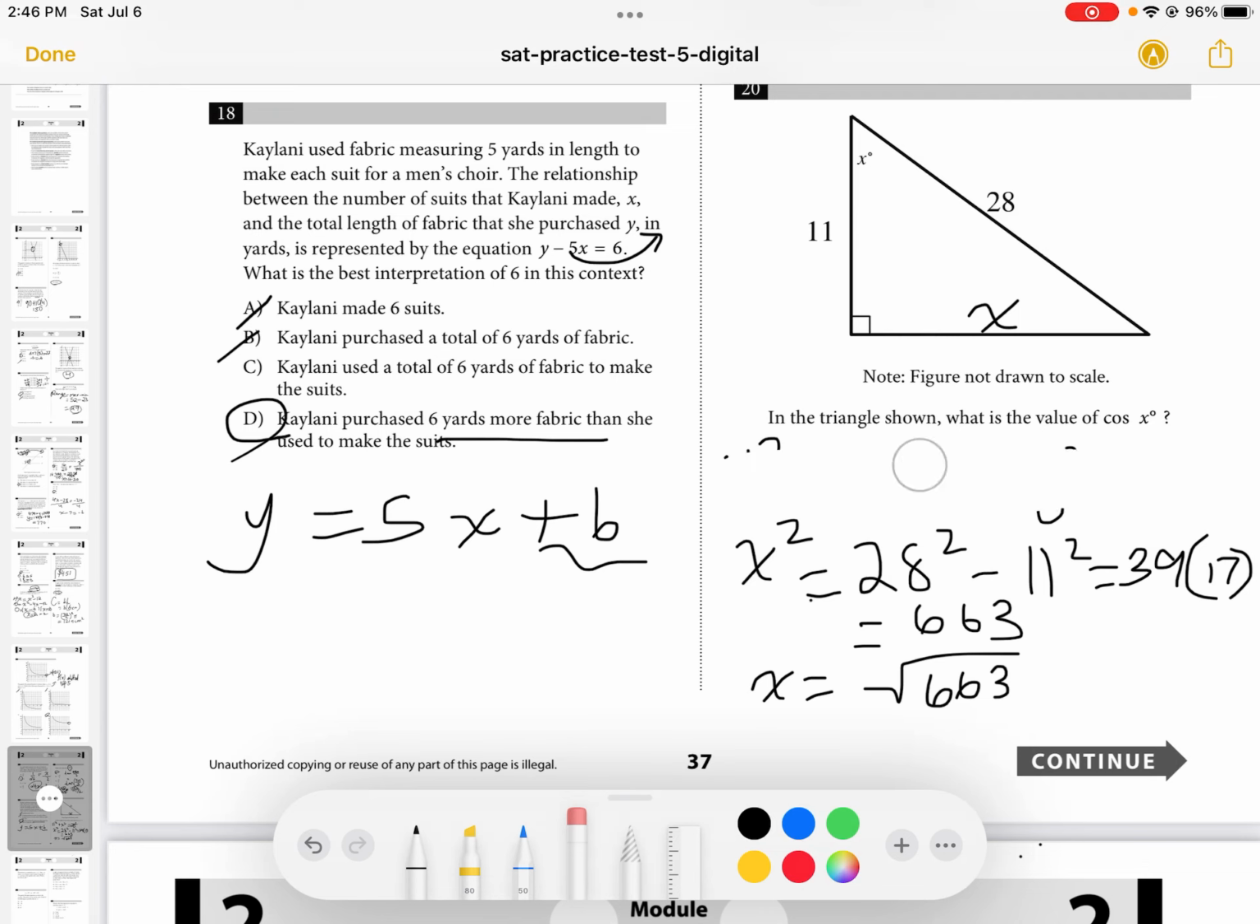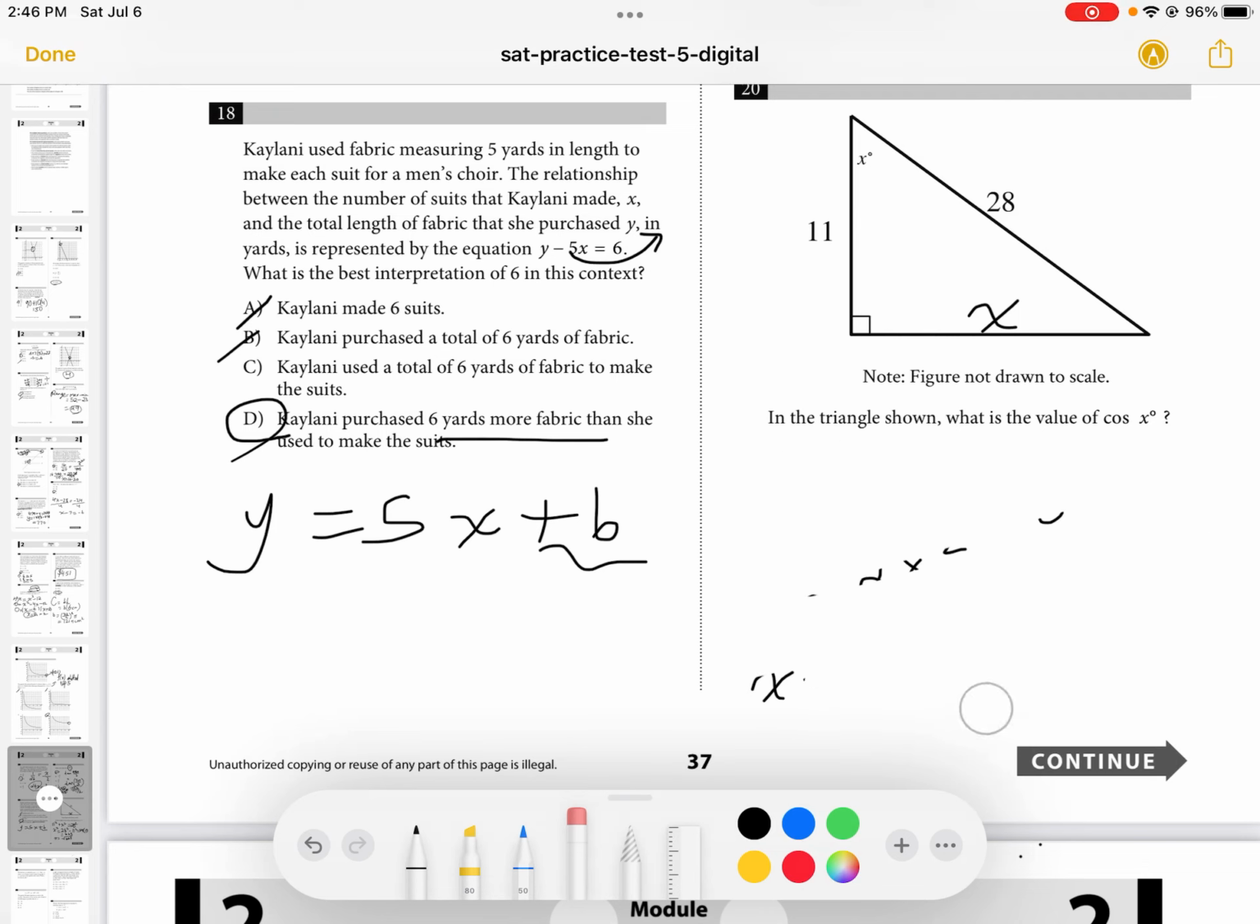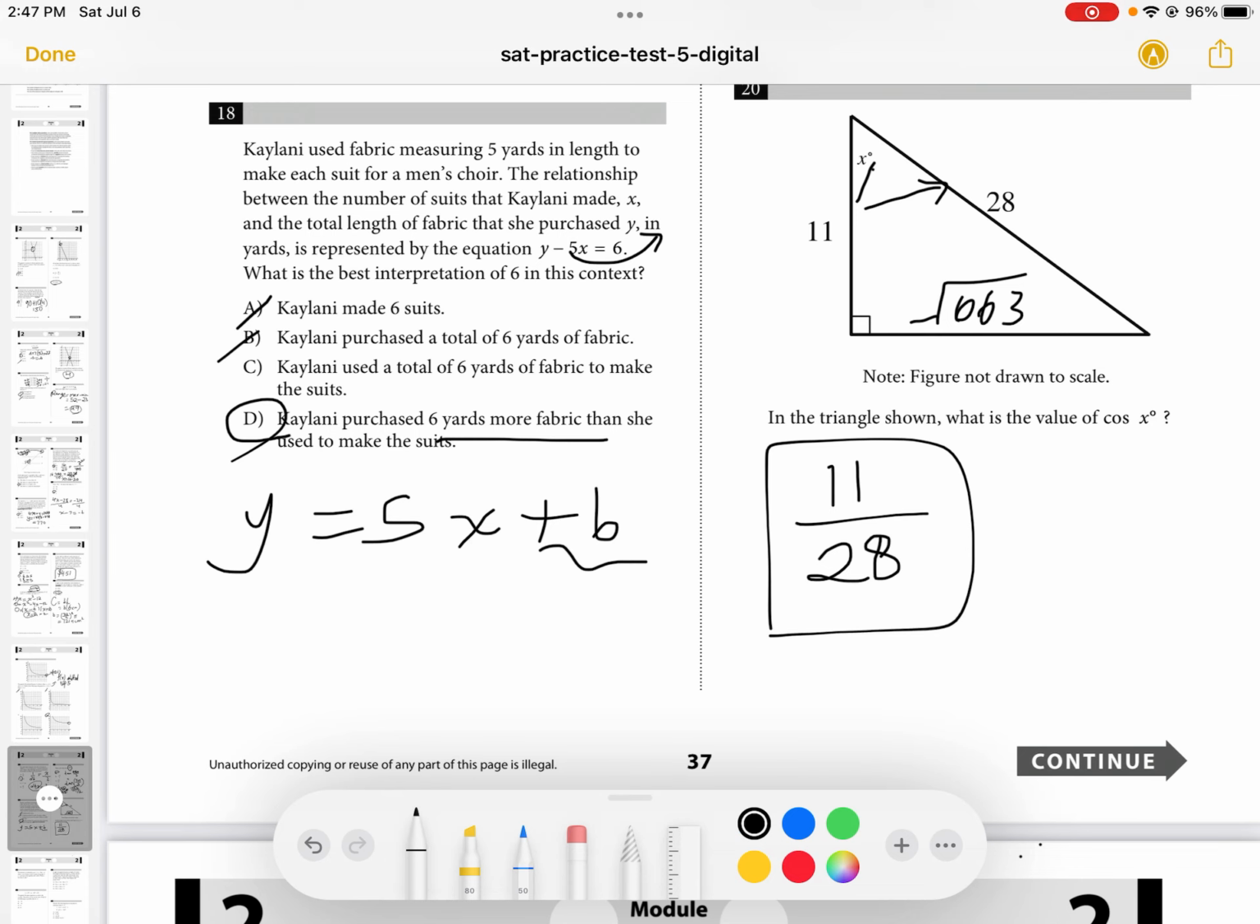Right? So I'm going to write that down. So that's equal to the square root of 663. And the cosine of x will just be equal to adjacent over hypotenuse. So 11 over 28. Well, look at that. We don't even need to find the missing side length. But I did it just in case we needed it, which is good practice.